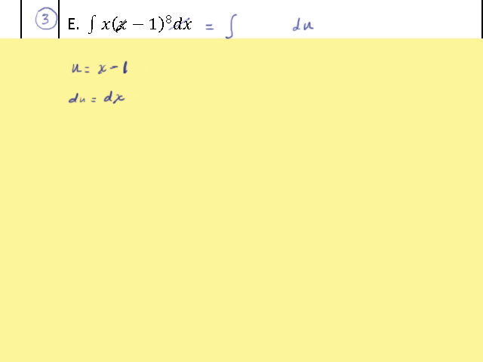Instead of x minus 1 to the 8th, we're going to put u to the 8th. u is equal to x minus 1, so we replaced x minus 1 to the 8th. But now we just have to replace x. In order to do that, we have to solve for x. Let's add 1 to both sides, so we have u plus 1 is equal to x. So now we can replace x with u plus 1.